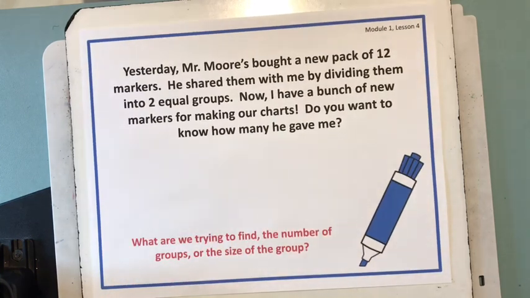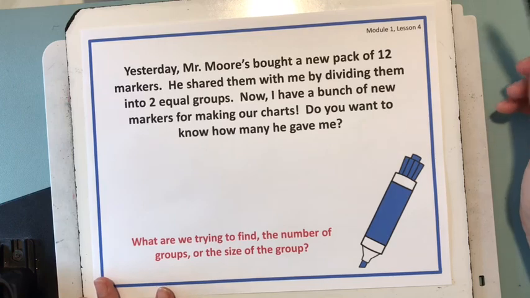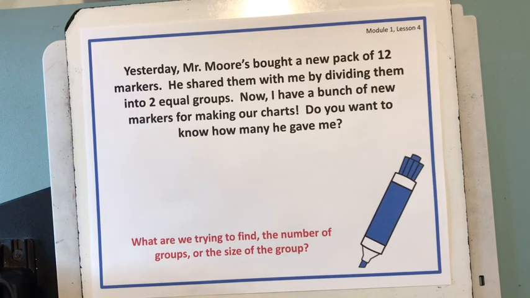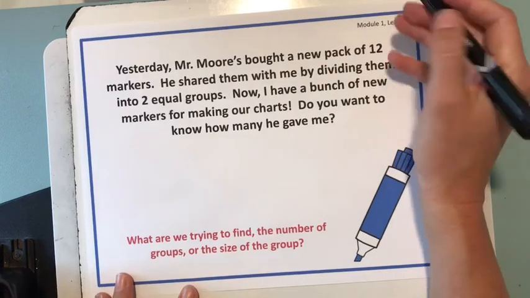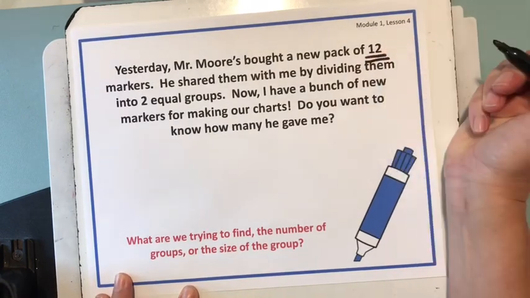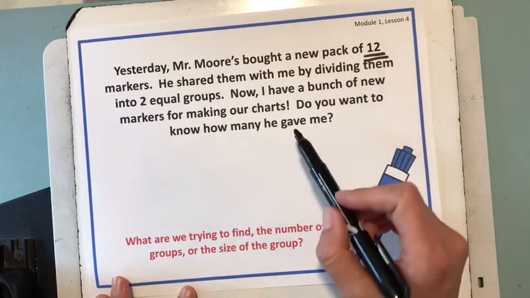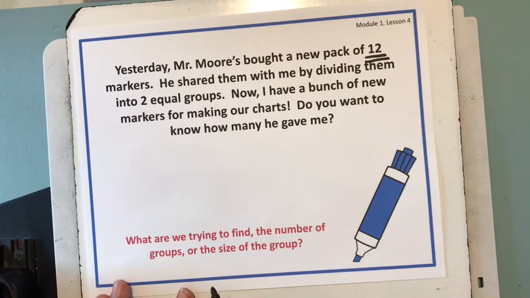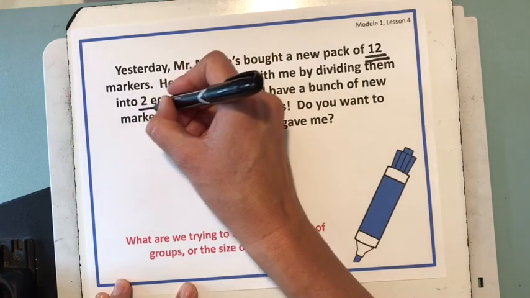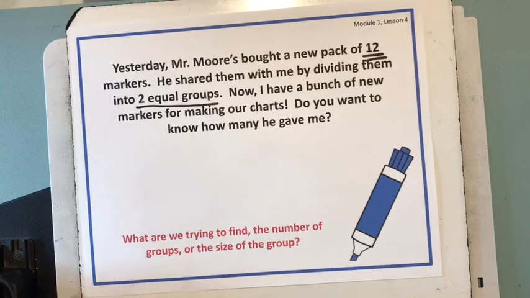Now I have a bunch of new markers for our charts and stuff. So now I get to draw my charts and my anchor charts and stuff like that. Do you want to know how many he gave me? I wonder how many he gave me. Well, let's see if we can try and figure that out. What are we trying to find? Do we know the total here? We do, right? We know the total is 12. We know that he had 12 markers all together. Do we know how many groups we have? Yes, we do. We know that he was splitting these markers into 2 equal groups. One for him and one for me.